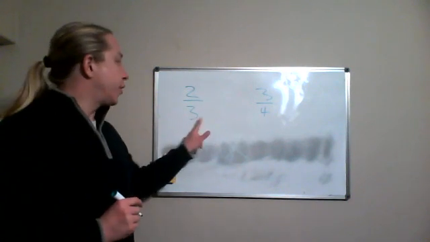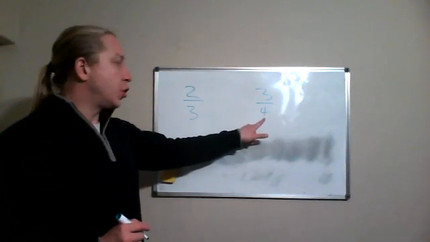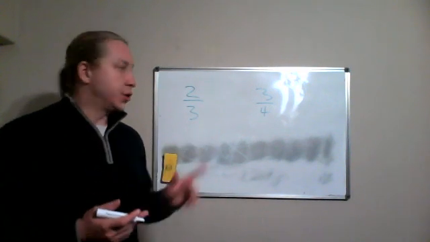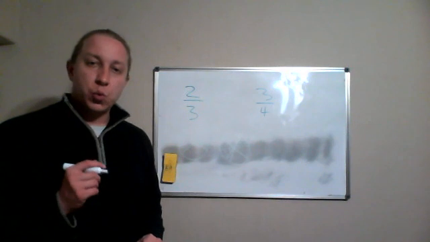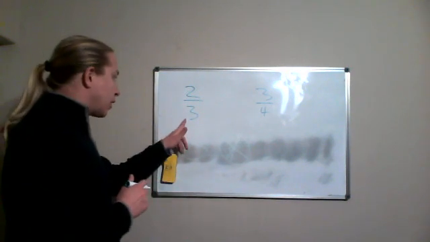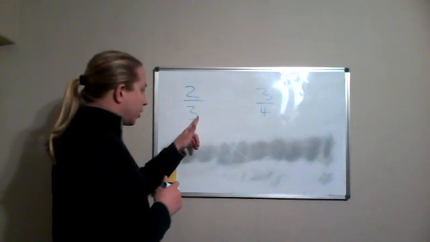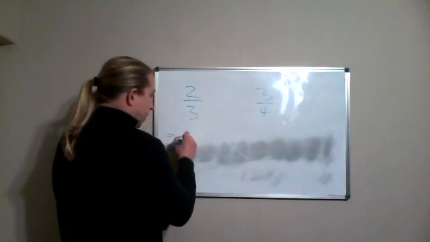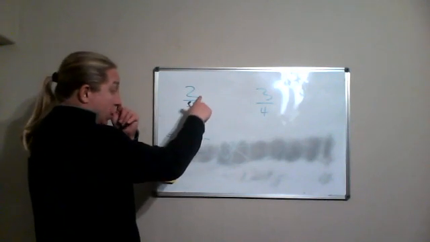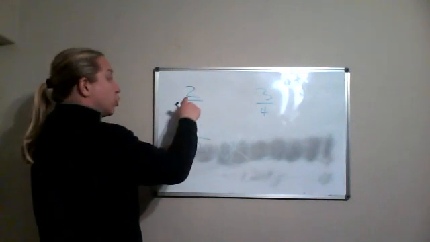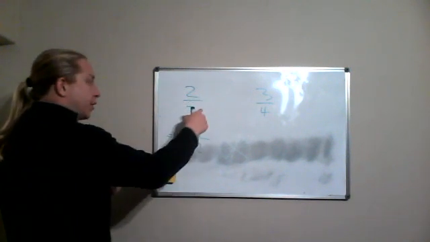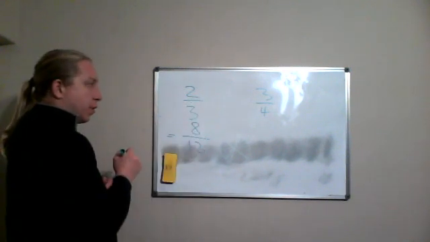We need to convert these to the same denominator. I can't turn 3 into a 4, and I can't turn 4 into a 3. Therefore, I multiply them. So 3 times 4 will give me 12. So my common denominator is 12. So if I go 3 times 4 to give me 12, whatever I had to do at the bottom, I have to do at the top. So it was 3 times 4. So 2 times 4 will give me 8. So 2 over 3 is the same as 8 over 12.